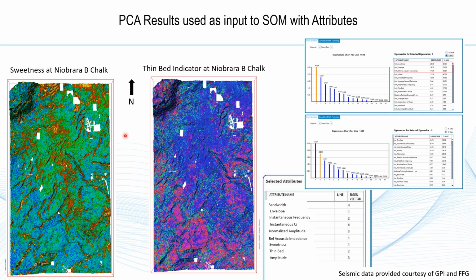So at the end of the PCA analysis, we ended up with this list of instantaneous attributes going into the SOM. Over here on the right, you can see the eigenvectors that those were selected from.